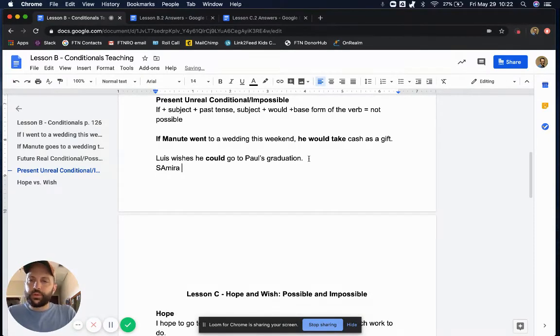There's an example in your book. Samira wishes her cousin would come to her wedding. Okay? Same thing, would or could, okay? She wishes. And again, the important thing here is wish, and we'll see this in the next lesson. Wish expresses something that's not possible. Hope, when we use the word hope, something is possible, okay?